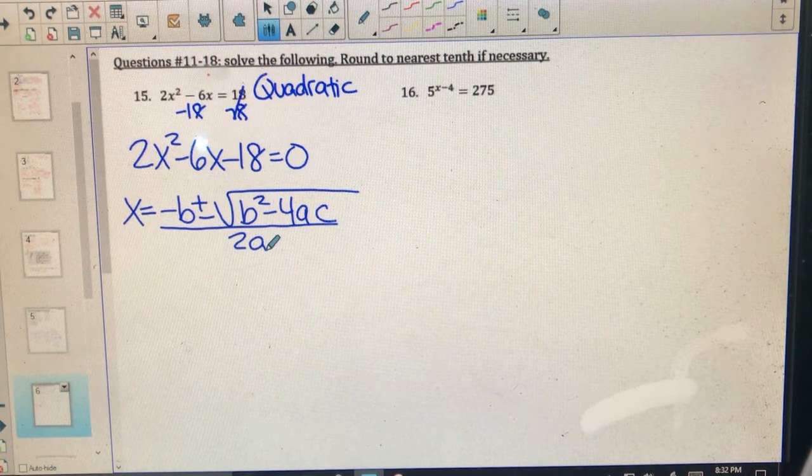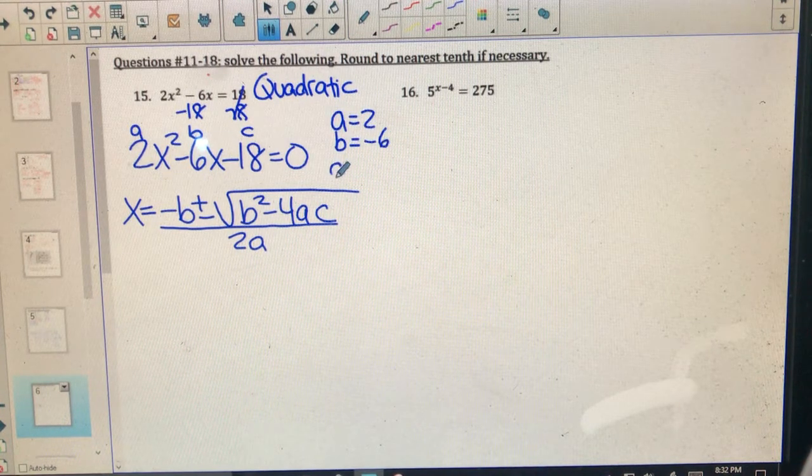In order to use the quadratic formula, you need to know what a, b, and c are, and they always go in the right order, a, b, c, as long as you've written it ax squared plus bx plus c. So a for this problem is 2, b is -6, and c is -18.